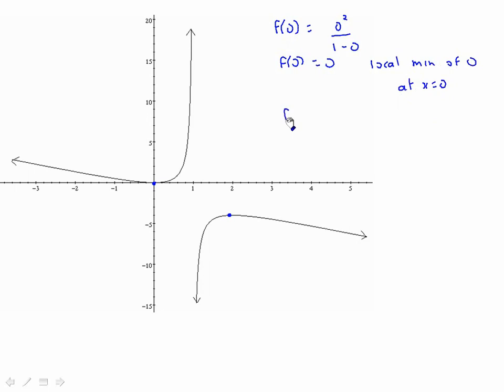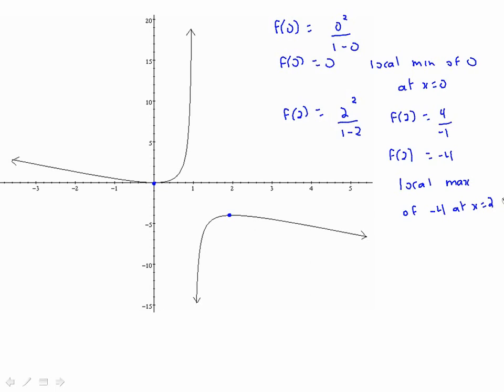And then when you find f at 2, 2 squared over 1 minus 2, f at 2 will be equal to 4 over negative 1. So f at 2 is equal to negative 4. So therefore a local max of negative 4 at x equal 2. So that is somewhat verified by the graph. It's pretty tough to recognize in a case like this what the max or min is, but that is correct. And then the asymptote x equal 1.